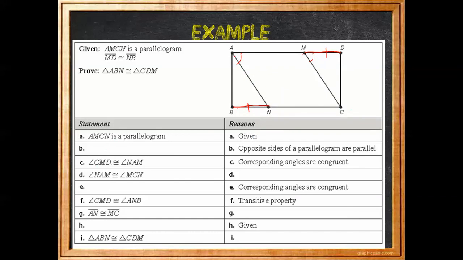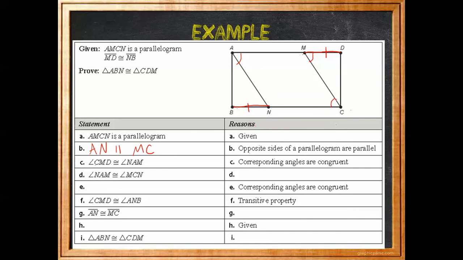Now corresponding angles have to be on the same transversal. So these are the two parallel lines they're talking about. So we would say AN is parallel to MC, and we know that because opposite sides of a parallelogram are parallel. The next thing they told us is that CMD is congruent to NAM. From there they say that angle NAM is congruent to angle MCN. So we know that these two angles are congruent.